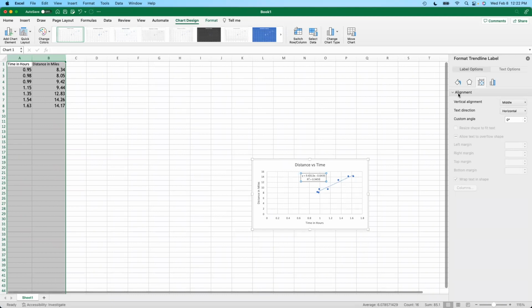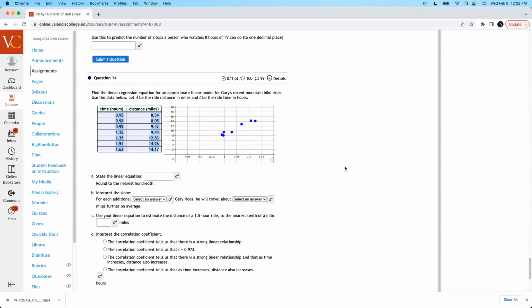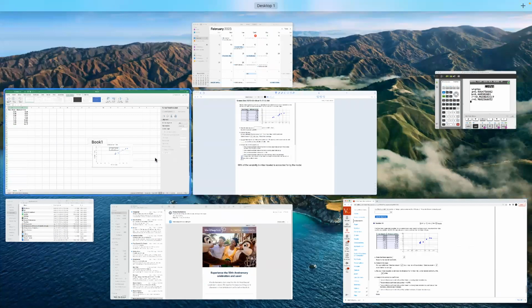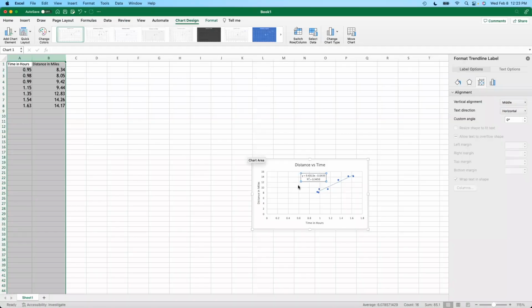Hold on, these are different numbers. Okay, I was wondering why was it giving me different numbers? Because I'm doing a different version of the problem. These are different numbers, same problem, but different numbers than the ones I just typed into the calculator. If I'd used the same numbers, I would have gotten exactly the same equation.